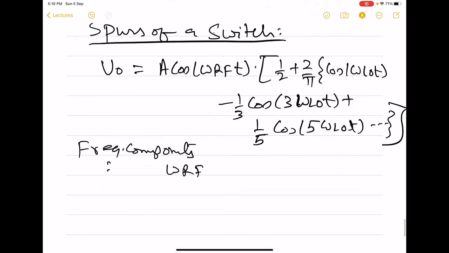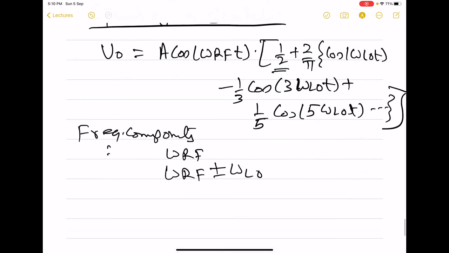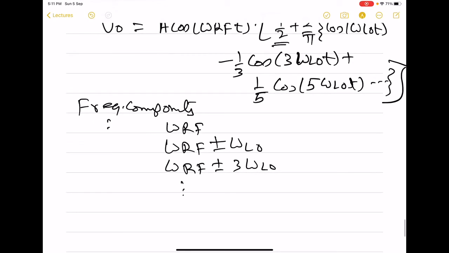First is going to be omega RF, arising because of this DC term. Then omega RF plus minus omega LO. Then omega RF plus minus 3 omega LO, and so on and so forth. Omega RF plus minus, in general, (2m minus 1) omega LO, where m is equal to 1, 2, 3, and so on.